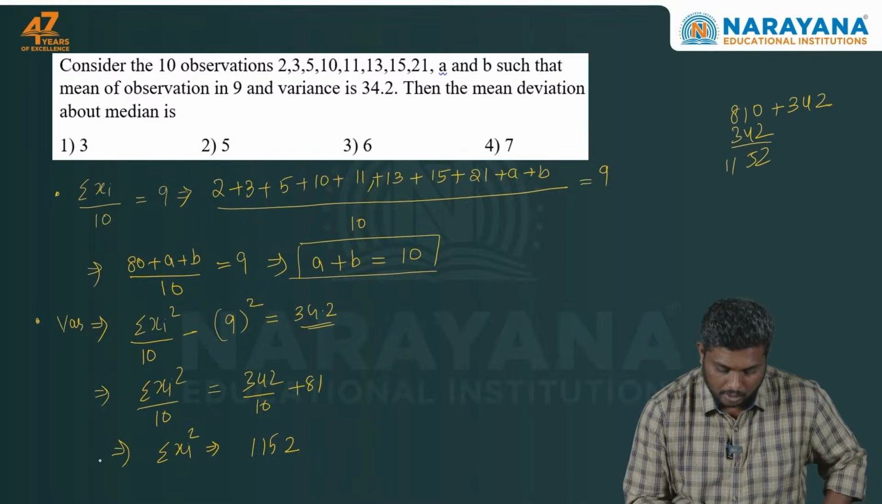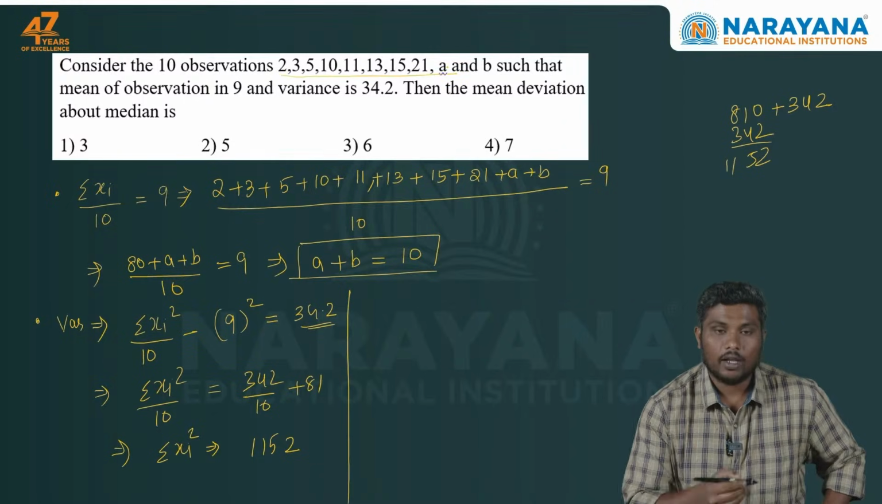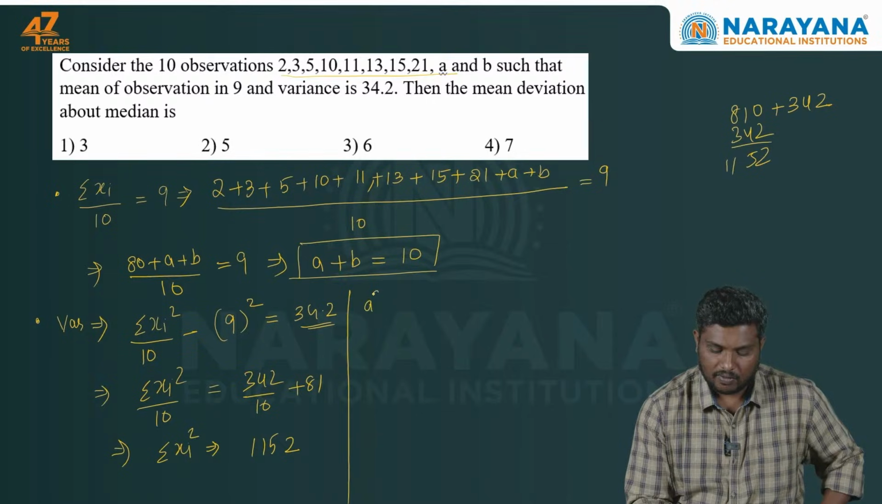Now here we need to find what is sigma xi square. If you look at the observations given on the slide, you can clearly observe a square. You have to do the calculation part. Just square up and add. Now you're going to end up with an equation something like this: a square plus b square equal to 58.